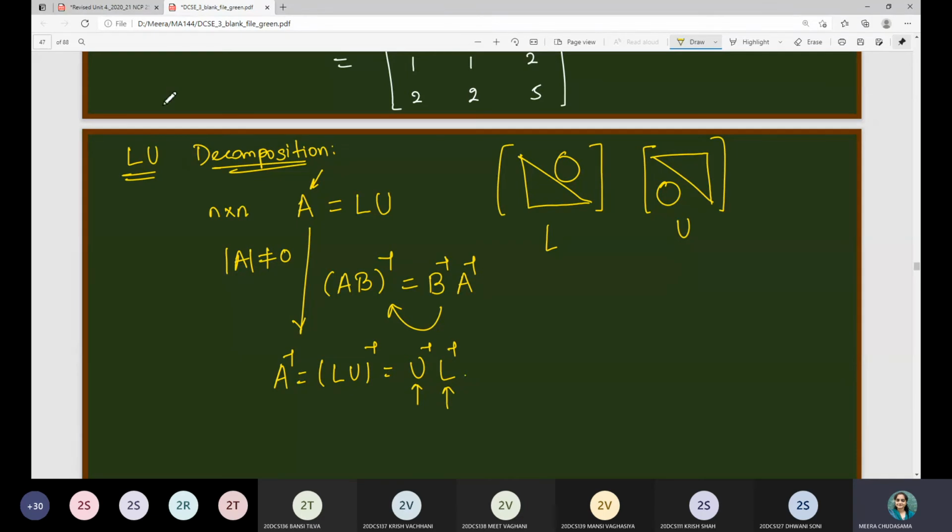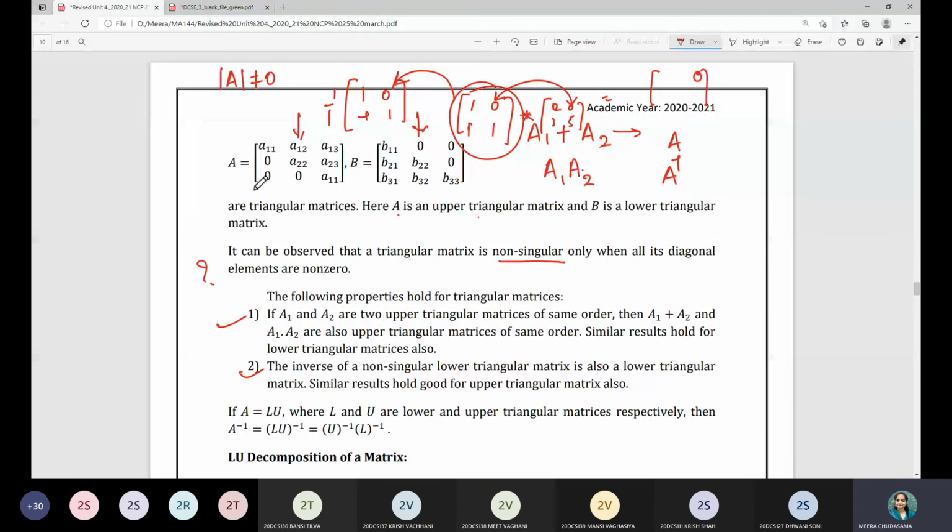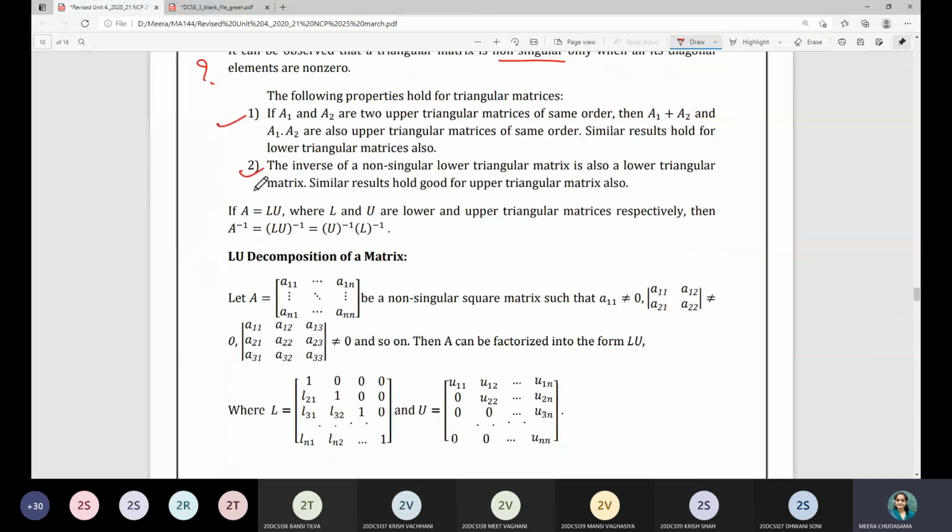Right? So, yeah. So now we are going to see the method of this LU decomposition. But before moving to that, let me know whether up to this the things are clear to you or not. If yes, please raise your hand. Very good.